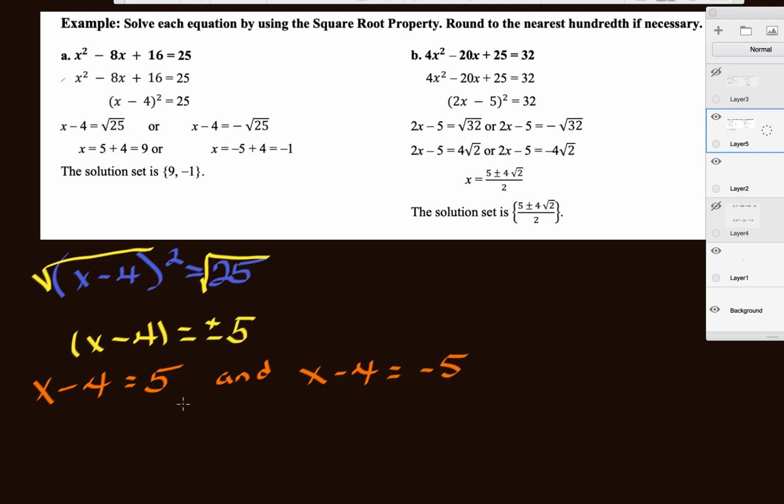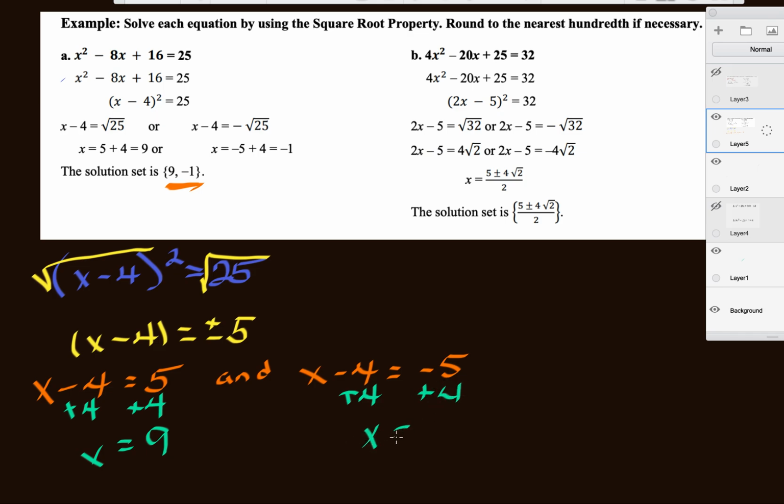This should be easy, and we should come up with the solution set that shows 9 and negative 1. If we add 4 to both sides, now we show that x is equal to 9. There's our 9. Now x minus 4 equals negative 5, and we're still going to add 4 to both sides.